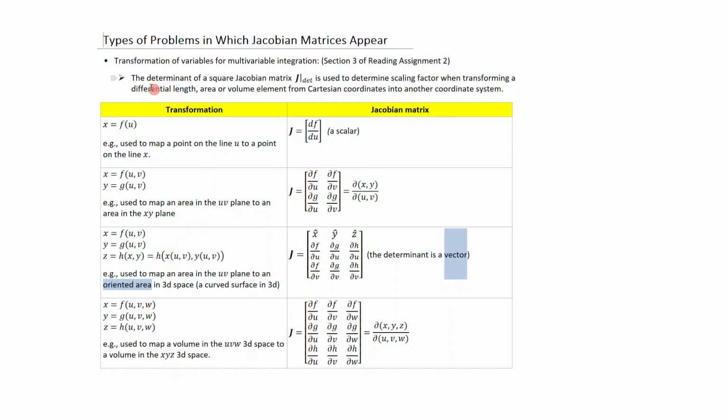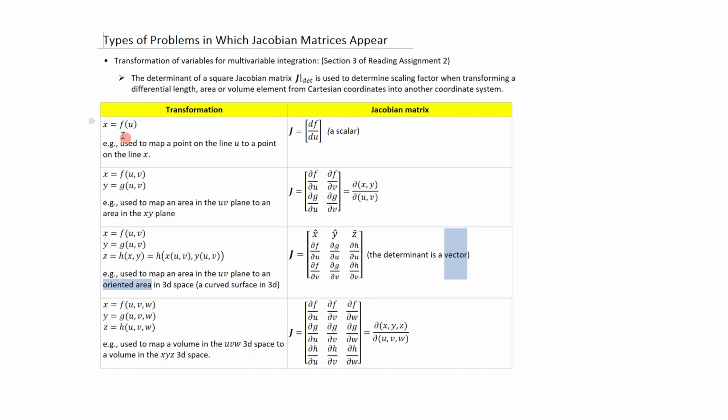Now, in this case, if we were to take the determinant of a square Jacobian matrix, and we're only going to be dealing with square matrices, you'll find that this is used to determine a scaling factor when transforming a differential length, an area, or a volume element from Cartesian coordinates into another coordinate system. We'll be using this later when, for instance, doing double or triple integrations in other coordinate systems. Then we're going to need to compute the determinant of a Jacobian matrix. So let's look at some examples.